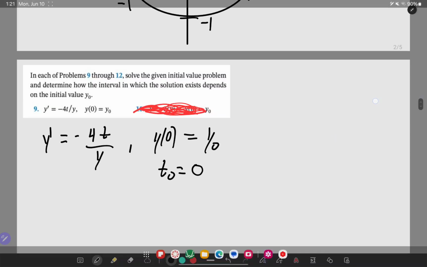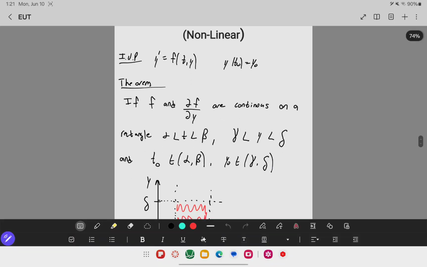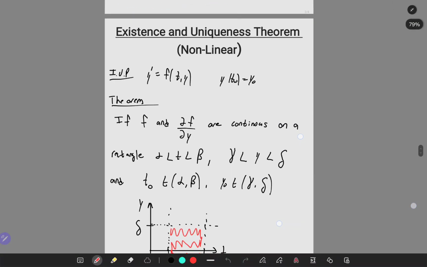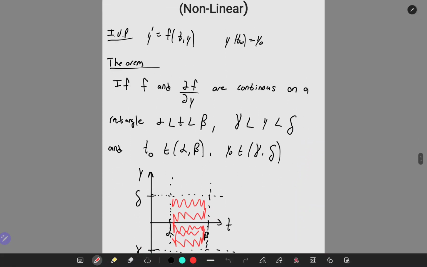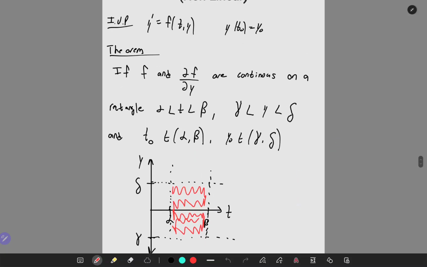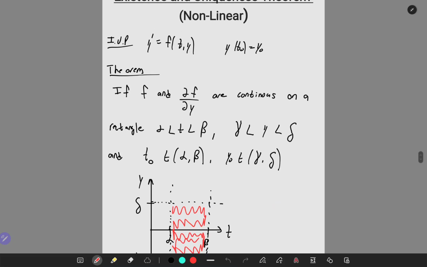All right, so really quick, let's go back here. Let's take a look at the existence and uniqueness theorem again. So this tells us if f and the partial of f are continuous on the rectangle, and t naught and y naught exist there, and that's our rectangle, right? And we have the IVP. So f and the partial have to be continuous on the interval of t and the interval of y. Okay. Let's keep that in mind.